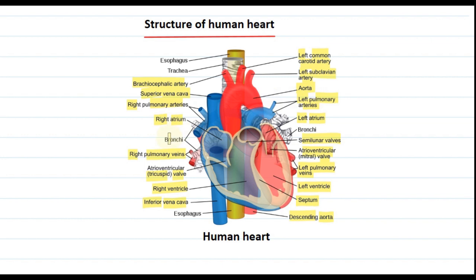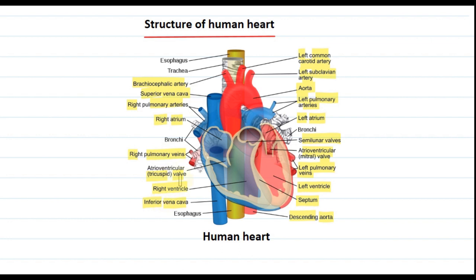Then there are pulmonary arteries, the right and left pulmonary arteries, and they are the only arteries that carry deoxygenated blood. So they carry blood from the heart to the lungs. Then we saw the superior vena cava and inferior vena cava. These are the 2 large veins of our heart. The superior vena cava carries deoxygenated blood from the upper part of the body to the heart, and the inferior vena cava carries deoxygenated blood from the lower part of the body to the heart.